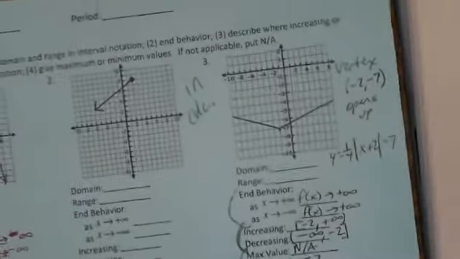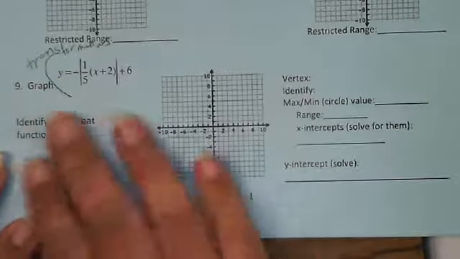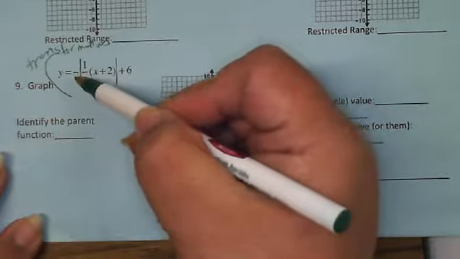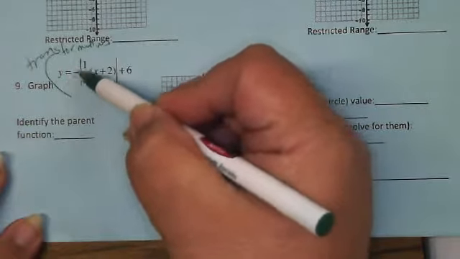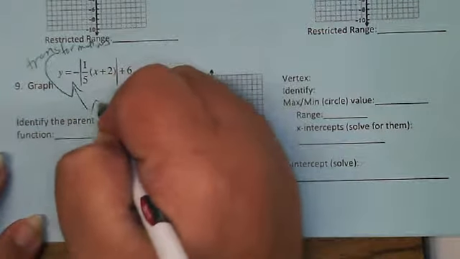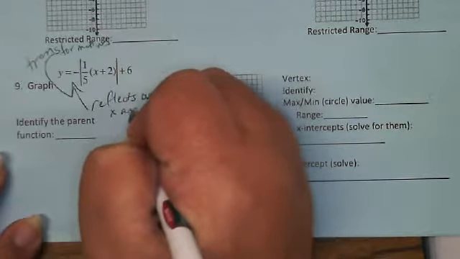Alright, let's move down to another section. And let's just talk about the transformations. We're not going to work this whole thing since we did that one right before. But let's just talk about the transformations. Out here on the outside, the negative means it reflects. So instead of opening up, it opens down. So negative means it reflects over the x-axis.